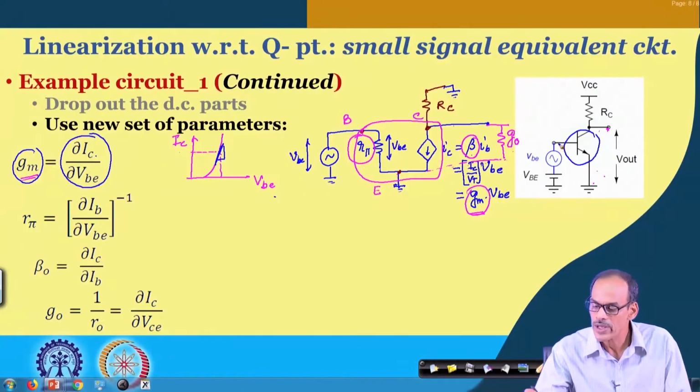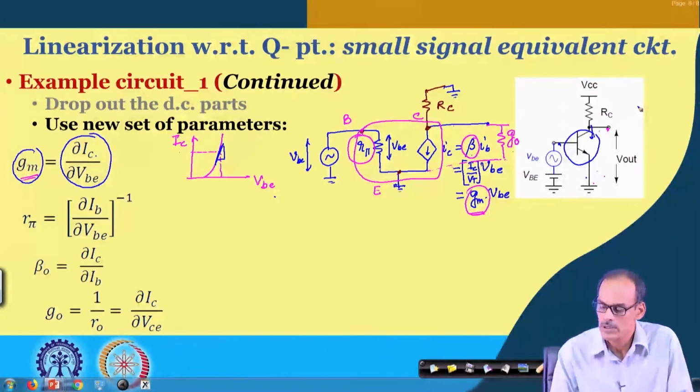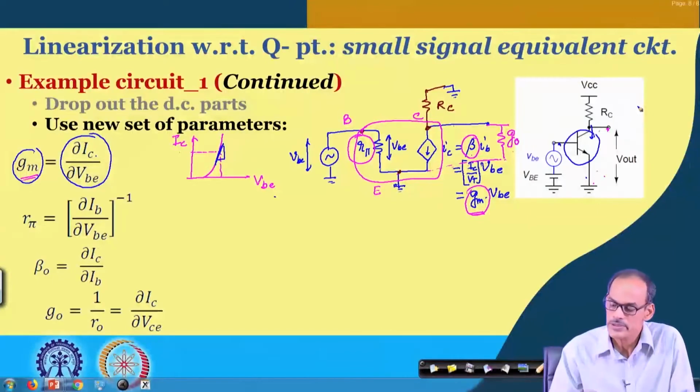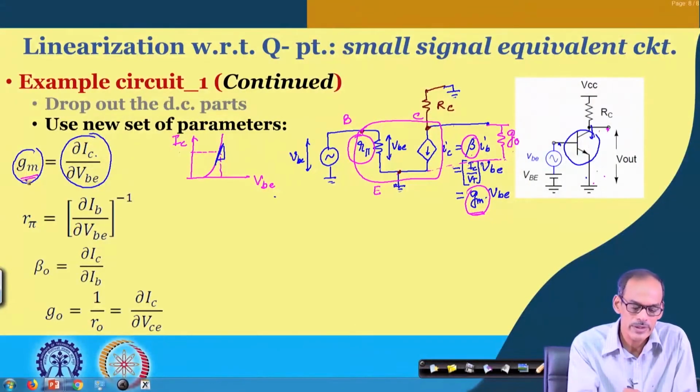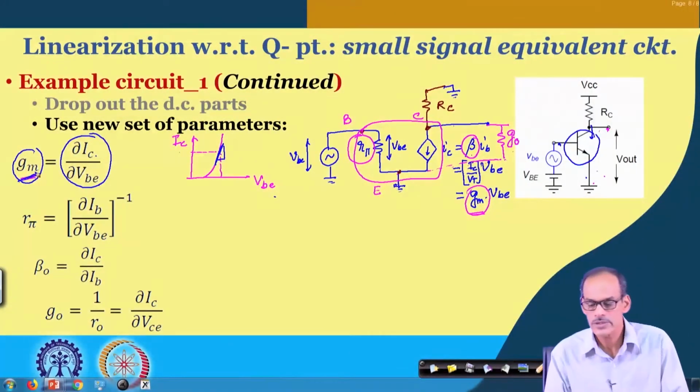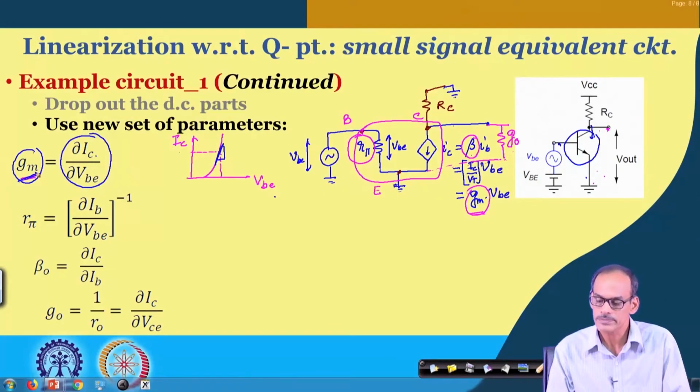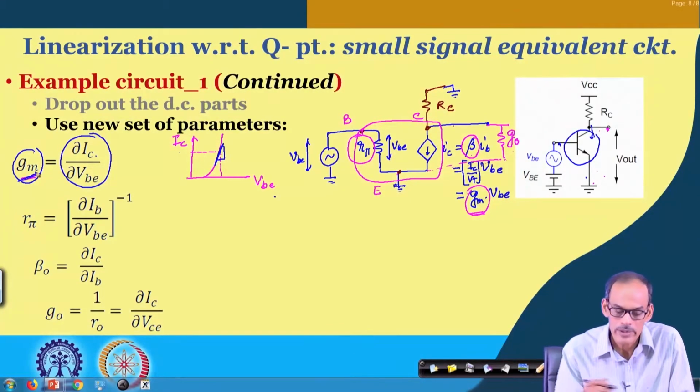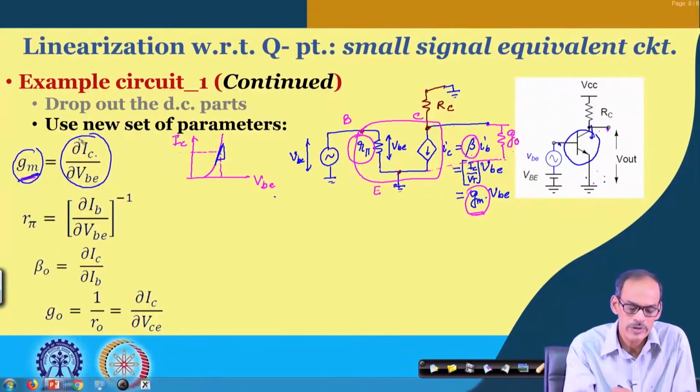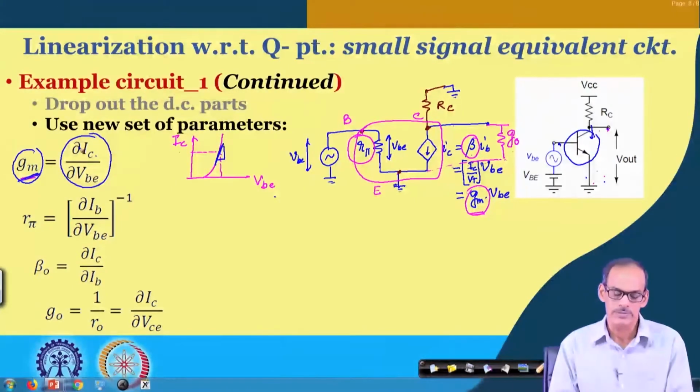So, if we vary this base to emitter voltage, whatever variation of this current we observe, keeping the rest of the things constant, this relationship is represented by this G M transconductance. Since I am keeping the other parameters constant, particularly the collector to emitter voltage, that is why we consider this a partial derivative.